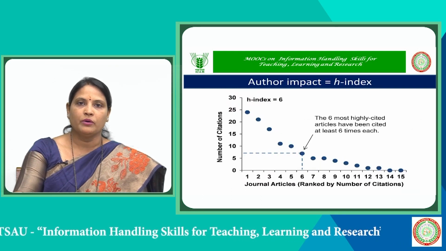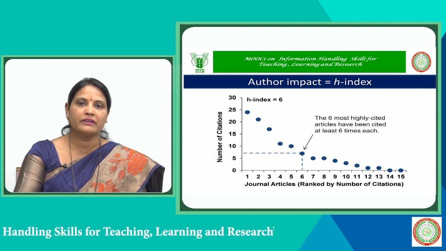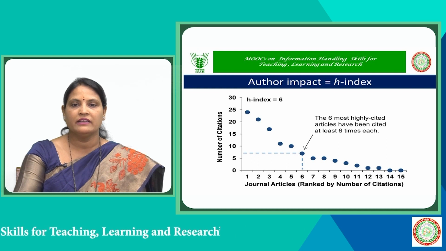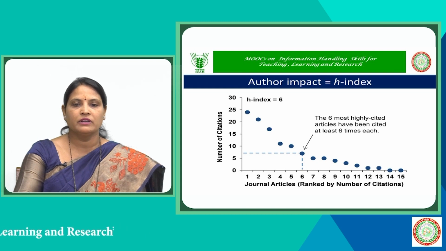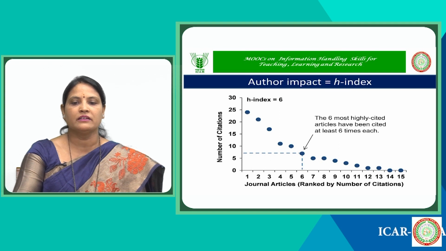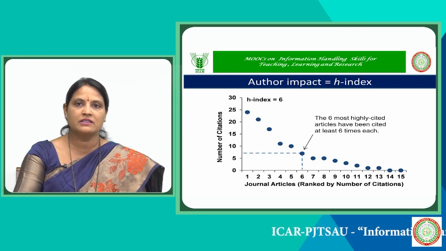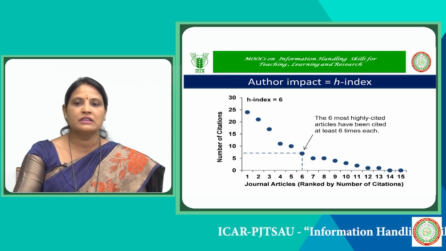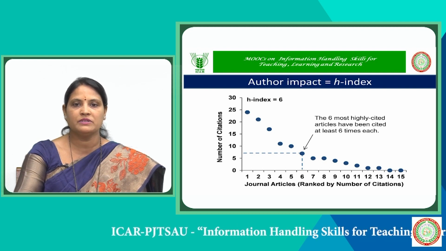Then let us see about the author impact, which is called the H index. Generally the journal impact factor is for journals, and the H index is the individual impact of authors. Suppose the H index is 16. Vertically here you can see the number of citations, and horizontally the journal articles ranked by number of citations. So if the H index is 6 for any author, it means the 6 most highly cited articles have been cited at least 6 times each.